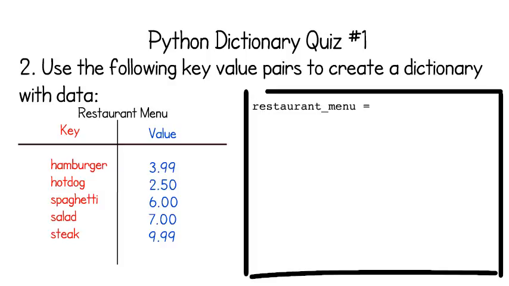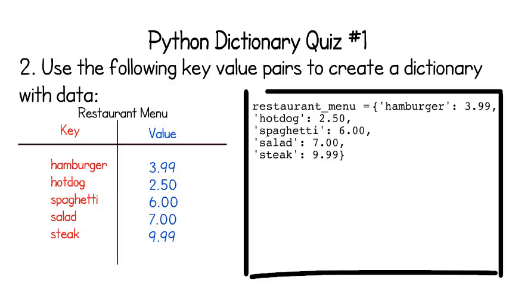So your answer should look something like this. Each key is separated from its value with a colon. Also, each key value pair should be separated by commas. Notice here that the keys are strings, but the values are numbers. Also, if your key value pairs are in a different order than mine, that's also correct.